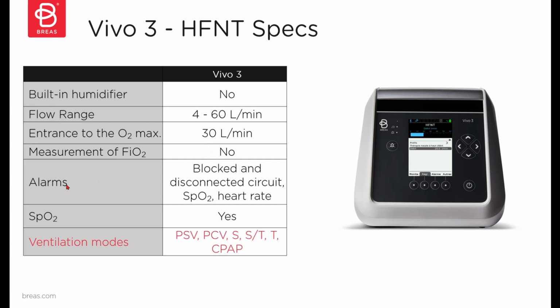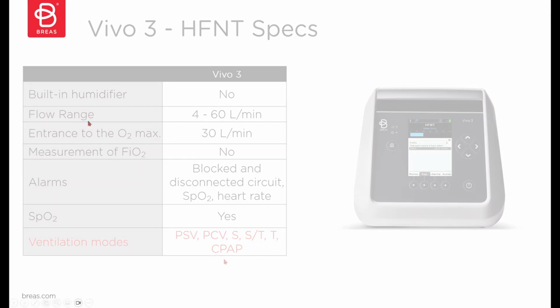The Vivo 3 has a number of alarms which can be used during high-flow nasal therapy. There's an alarm for a blocked circuit, there's an alarm for a disconnection of the circuit, and in case an SpO2 sensor is connected and in use, there are alarms for high and low SpO2 as well as heart rate. Next to high-flow nasal therapy, the Vivo 3 allows to use it for invasive and non-invasive ventilation, pressure support, pressure control, ST mode, as well as CPAP.